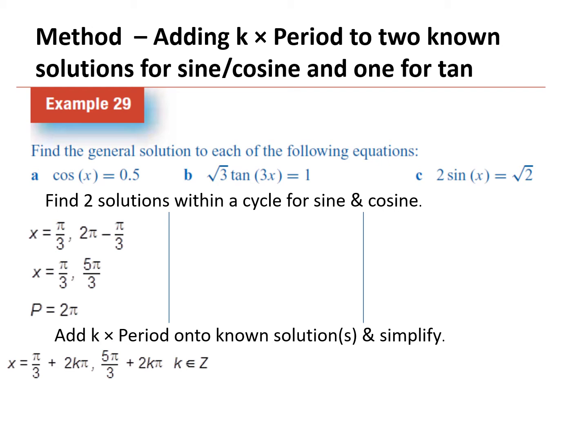Okay, having a look at tan, dividing by root 3, basic angle is pi on 6. Now for tan, we only need to find one solution per cycle. Dividing through by 3, there it is, pi on 18. What's the period of this particular equation? It's equal to pi divided by 3. Remember, the period for tan is pi, so there it is. And so pi on 18 plus k lots of pi on 3 gives us our general solution.